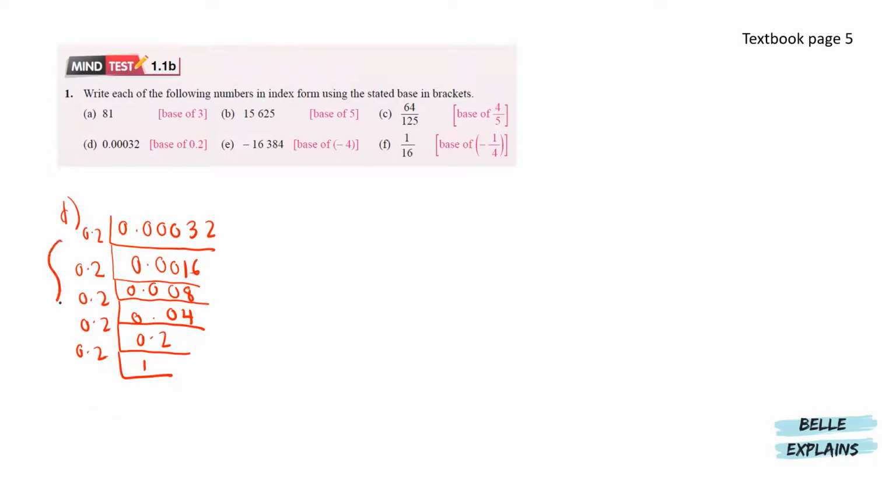So here we have a repetition of 5 times, which means the base is 0.2 and the index is 5. So here we have 0.00032 equals 0.2 to the power of 5.